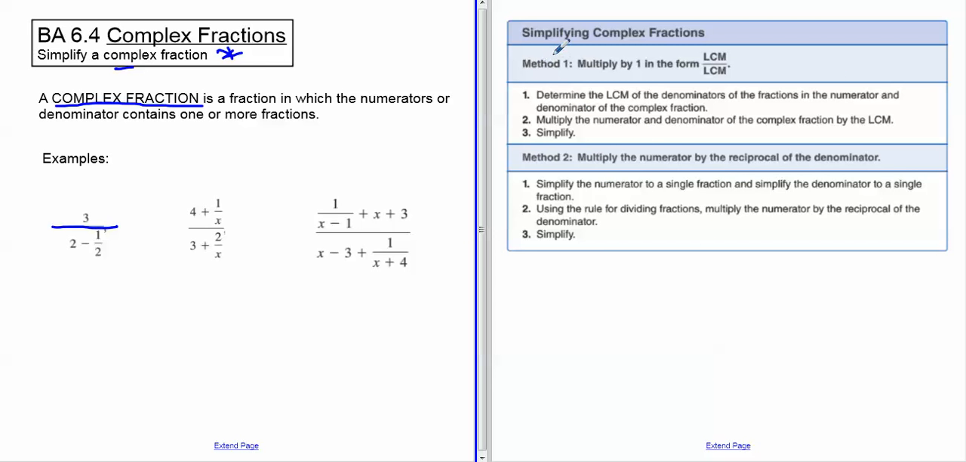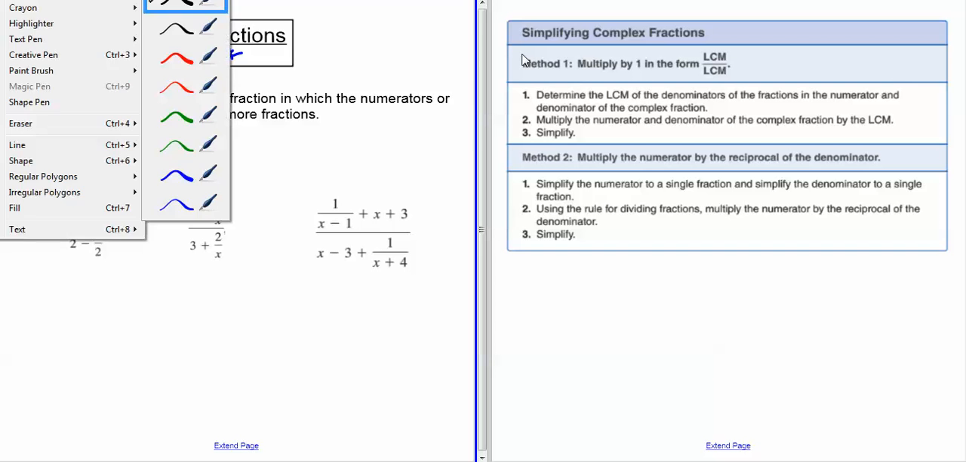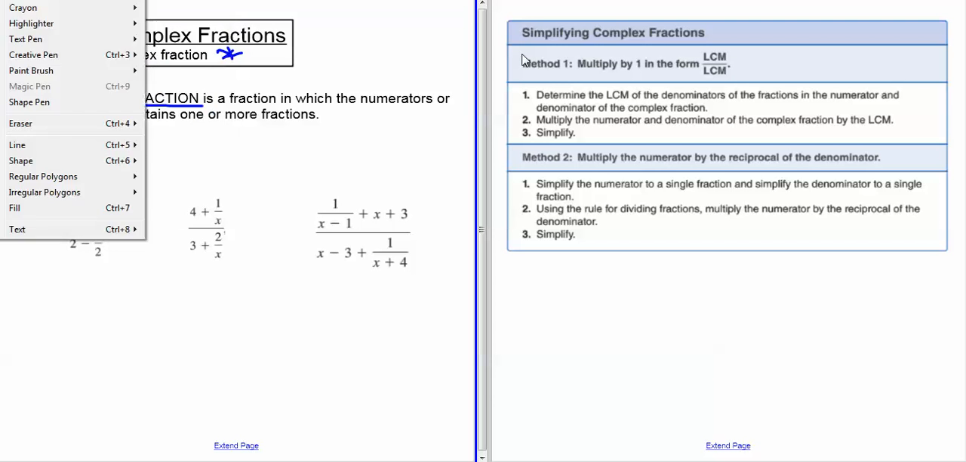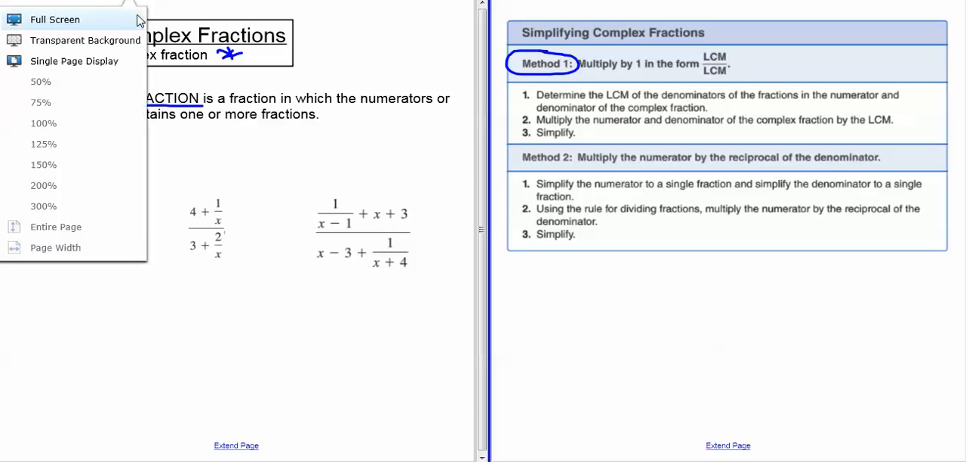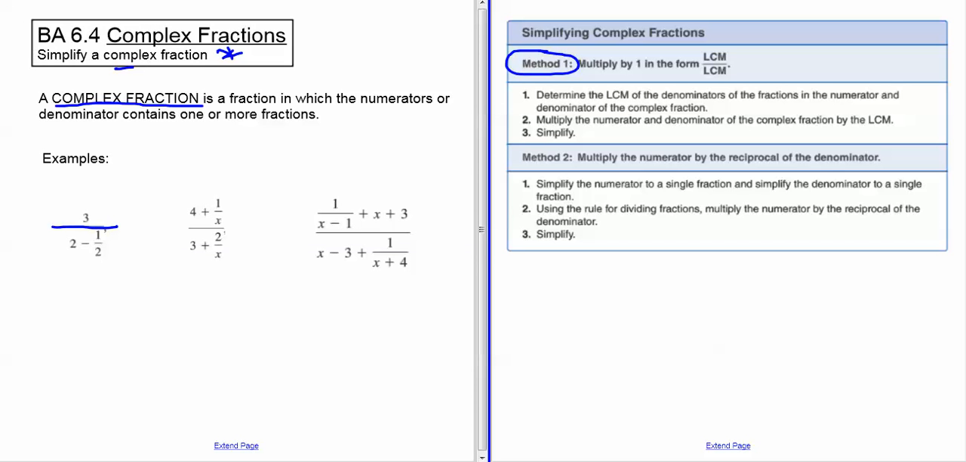We've got two different methods, and my suggestion is just to follow method number one. We can follow method number one or method number two. Either one will get us to a simplified fraction, but method one is going to, in my mind, give us a quicker way to get to the answer that we want, a simplified fraction.